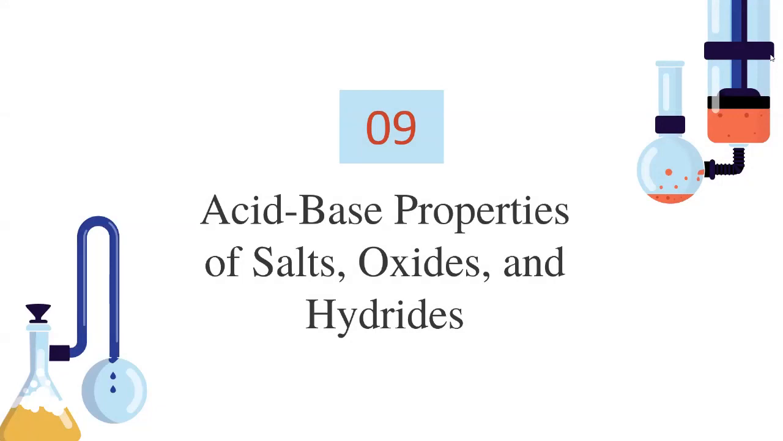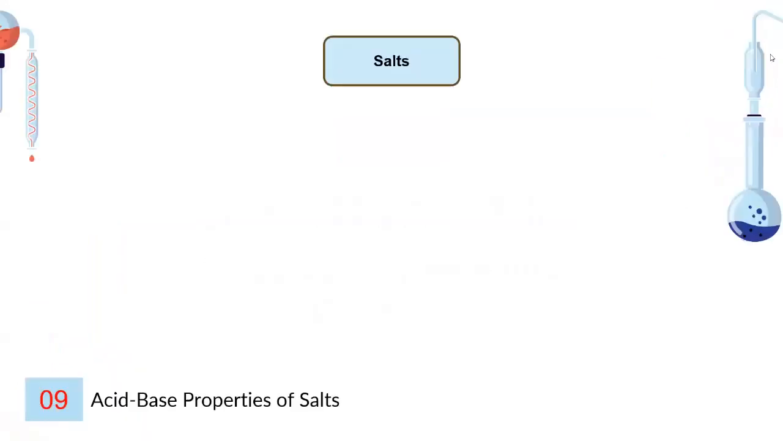Now let us discuss the acid-base properties of salts, oxides, and hydrides. Salts, being strong electrolytes, dissociate completely in aqueous solution to produce the ions of which they are composed. Therefore, salt solutions can be acidic, basic, or neutral. Salts are formed when acids react with bases, which results in the neutralization of their acidic and basic properties.